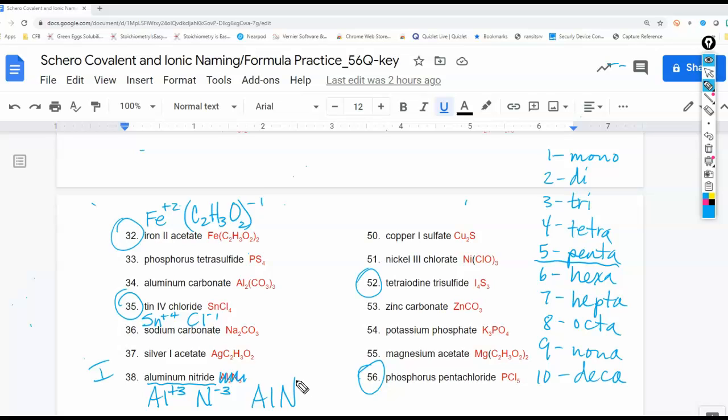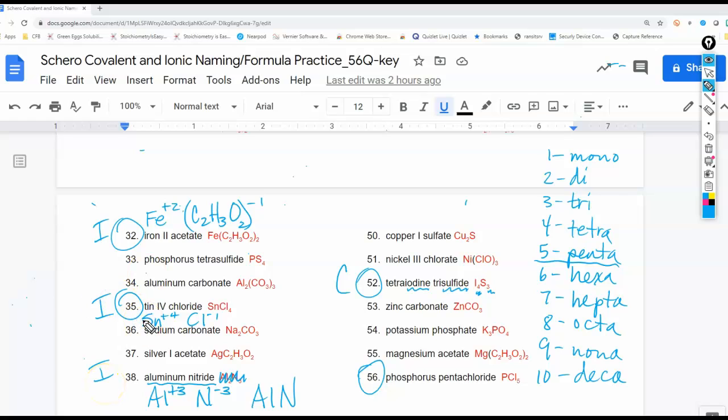All right. Then we go to tetraiodine trisulfide. This is a nonmetal. This is a nonmetal. Tetra tells me 4. Tri tells me 3. I have I4S3. So this is covalent. This one's ionic.